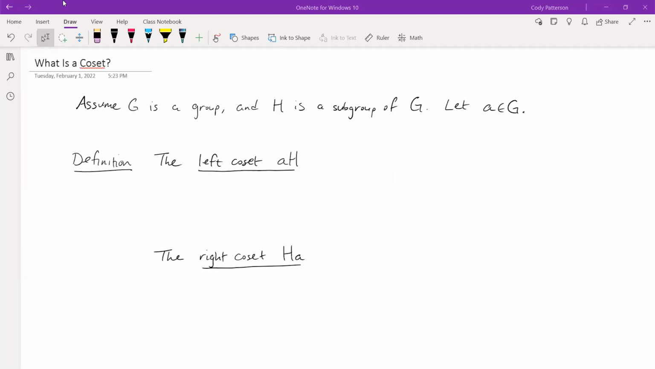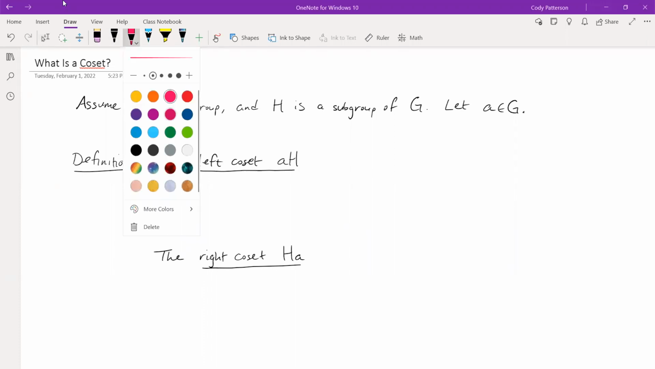Okay, in this video, I'm going to introduce the idea of a coset of a subgroup of a group. So let's assume that G is a group. We'll assume that the operation is multiplication, and H is a subgroup of G. And we're going to let A be an element of the group. That's going to be fixed. Now, keep in mind, A can be any element of G, does not have to belong to the subgroup H. And we're going to define something called the left coset, AH, and the right coset, HA.